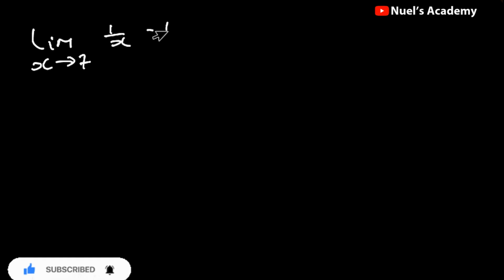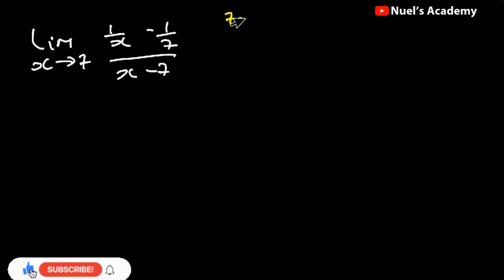Hope you're understanding it. Let's evaluate this limit. Limit as x approaches 7 of 1 over x minus 1 over 7, over x minus 7. If you look at this numerator, you see that it's a combination of rational fractions. So each time you have this kind of question, you multiply both the numerator and the denominator by the LCM of the fractions. So the LCM of 7 and x is equal to 7x.